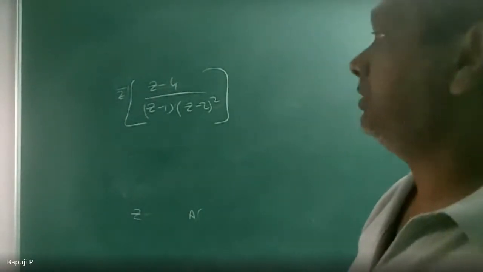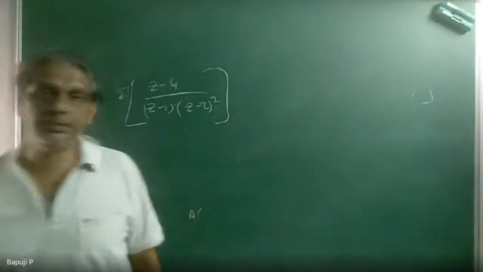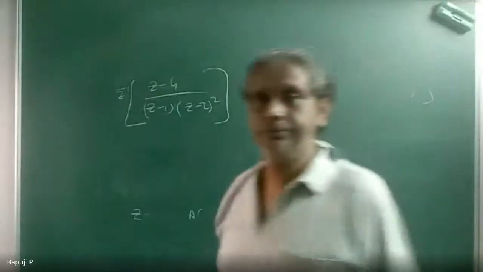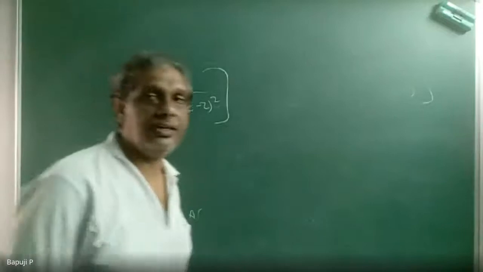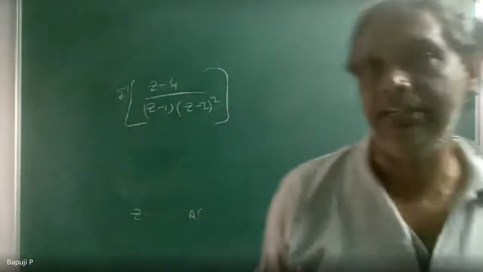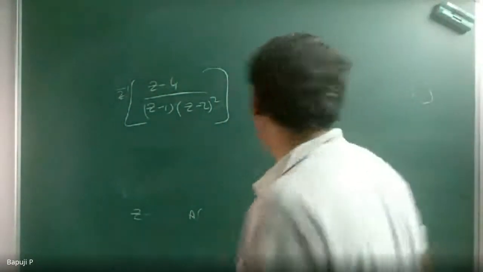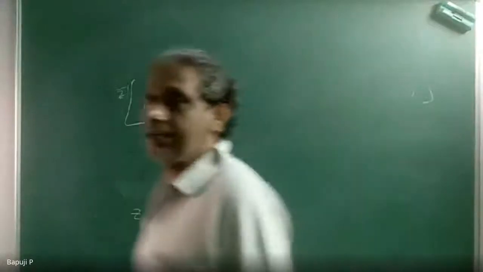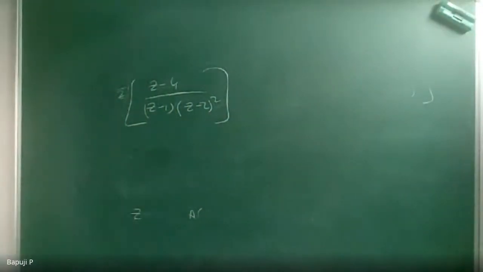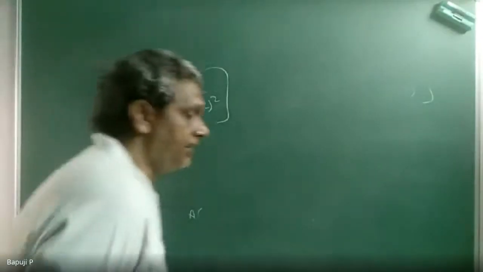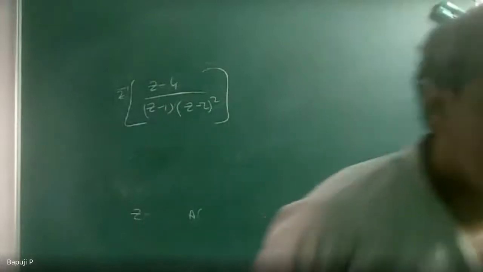Z minus 4, the numerator degree is what? 1, sir. Denominator 2. So happy. Numerator should always be less than denominator, so I can proceed further. Which type can I write this as? Second type, sir. Second type. So the degree is third degree, so I want to take three constants.